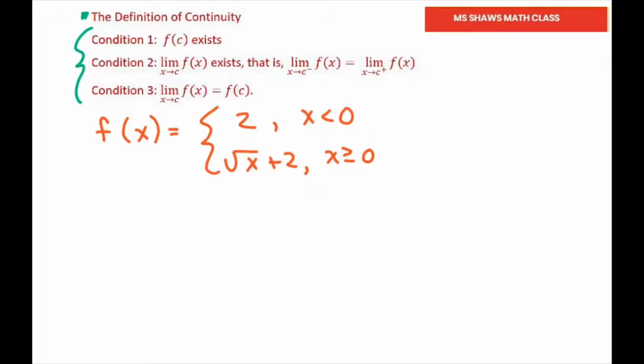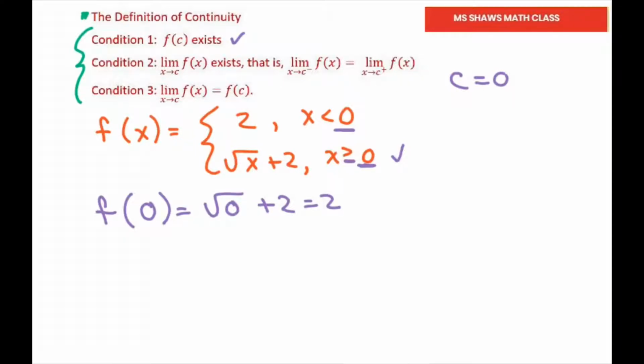And what I'm going to do is test for the first one now. So our c is where all the action is taking place. Our function is changing around 0. So I'm going to test f of c, and our c happens to be 0. So we plug in 0, and we have to plug it into this lower portion because that's where x equals 0. So let's plug that in. Square root of 0 plus 2 equals 2. So it does exist. So condition 1 is satisfied because we got a number out of it.